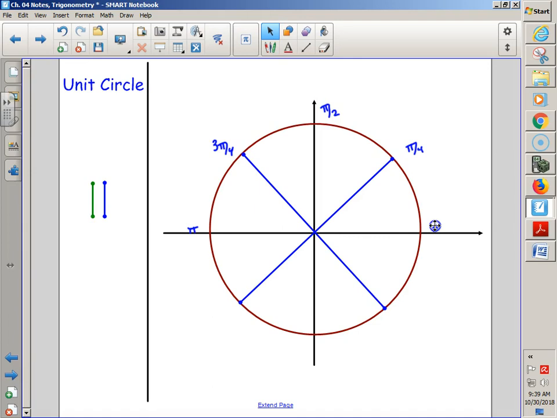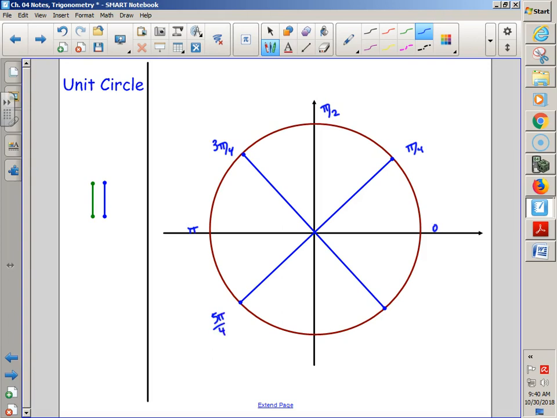Just count by fourths. Start at your 0 and go up. That's 1/4 of a calzone. 1/4. 2/4, you already have it. It's a half. 3/4. Oh, there he is. 4/4. 5/4. 6/4. 7/4. 8/4 is all the way back to 2 pi, isn't it? Because if you have 8 pieces, you have 2 full ones.